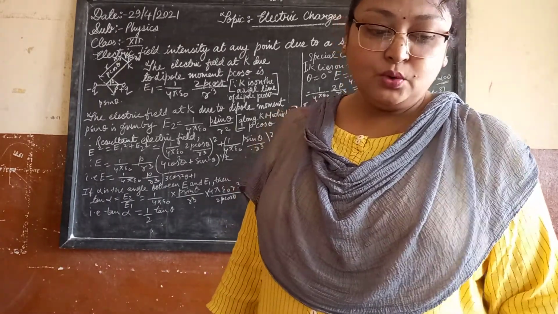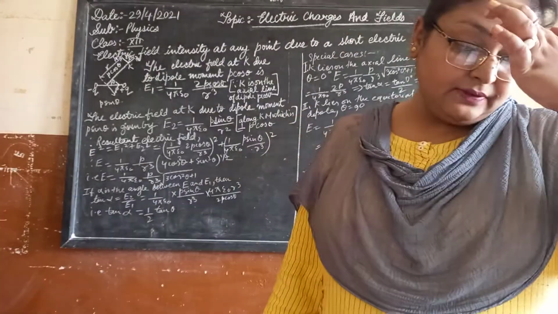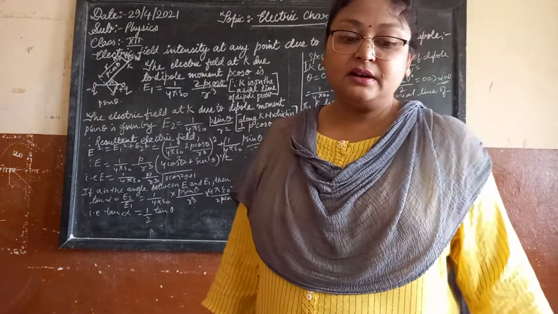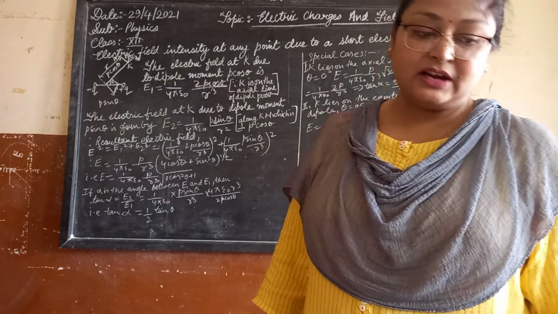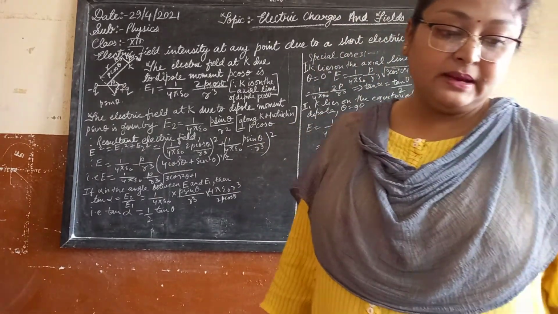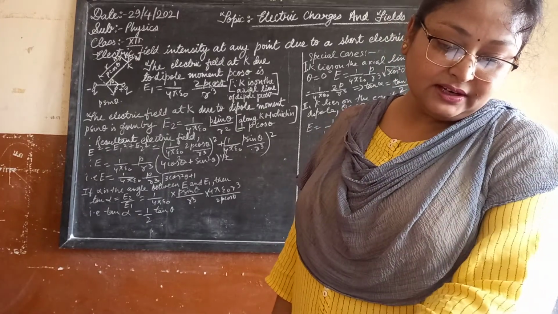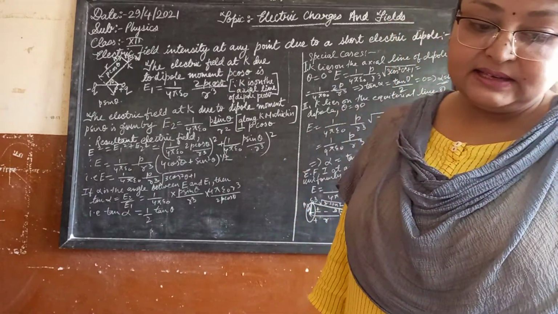Dipole moment, we know what an electric dipole is, we know it very well. So now we will see the electric field intensity due to a short electric dipole. Previously we have been through the dipoles itself. So what is a short electric dipole? Let us see this one.